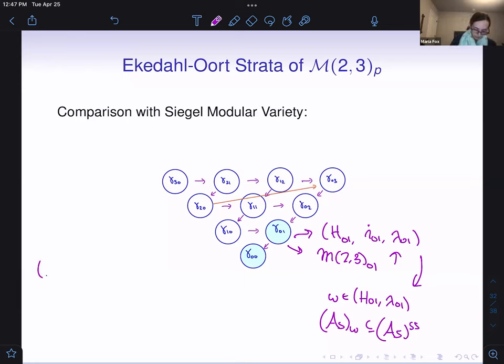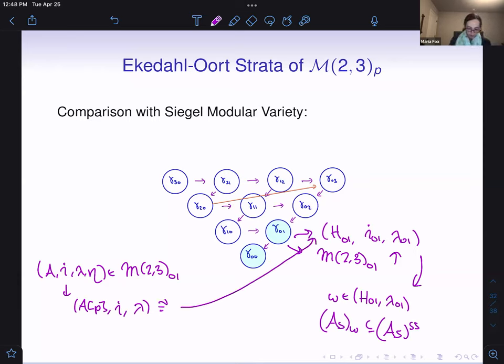Put otherwise, we show that if we take a point that's contained in this Ekedahl-Oort stratum, that its p-torsion with action and polarization is isomorphic to that one, then it's always true that it is supersingular. Because that statement is true once we forget there ever was an action. So by comparison to the Siegel modular variety, we can show that every point in our Ekedahl-Oort stratum is actually contained in the supersingular locus.